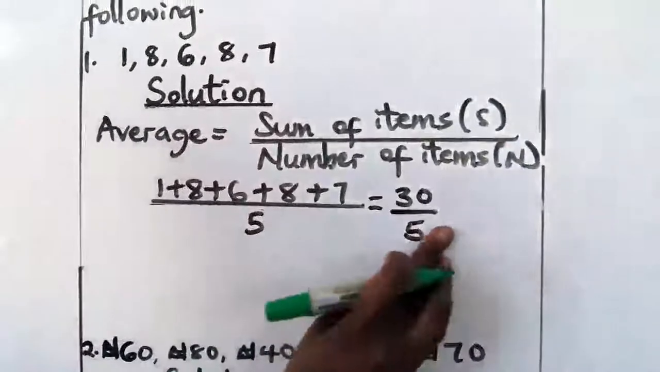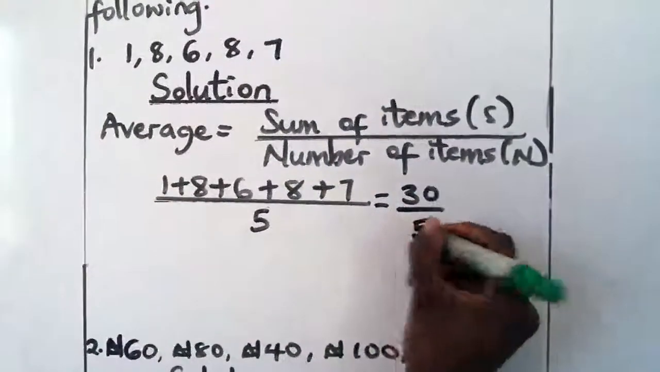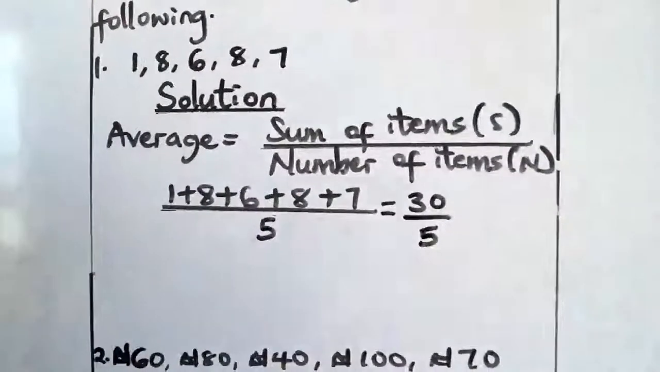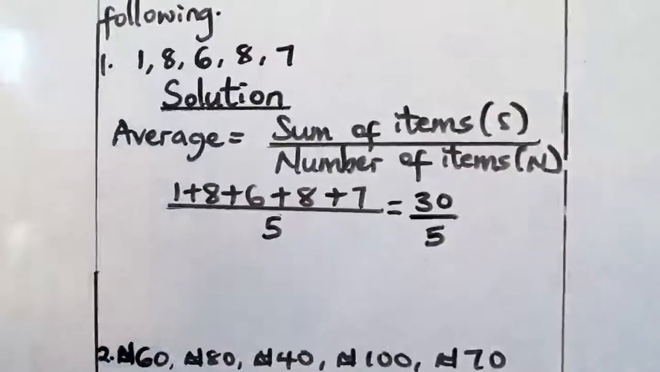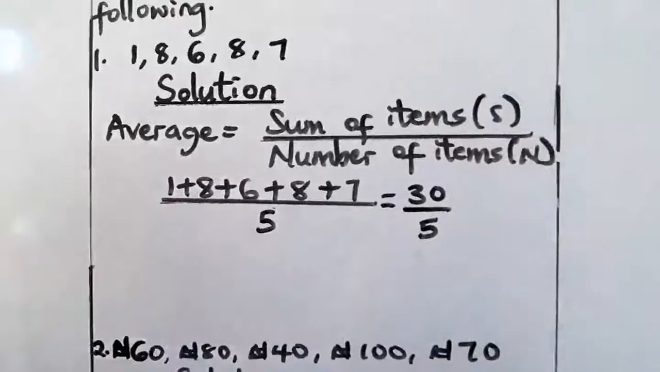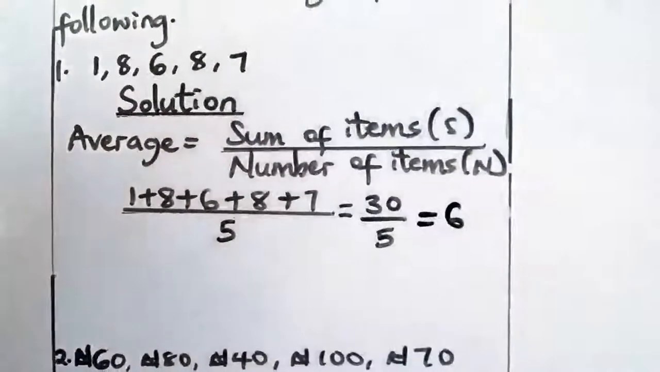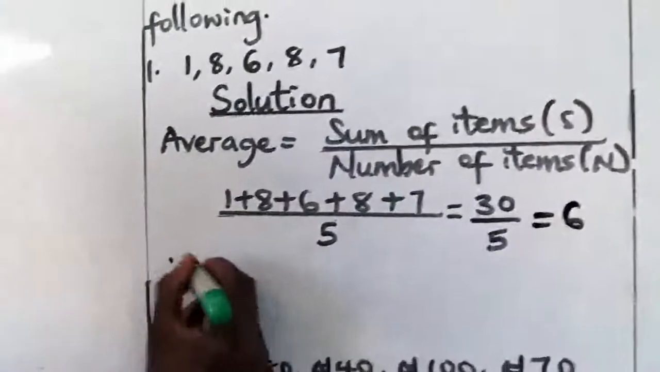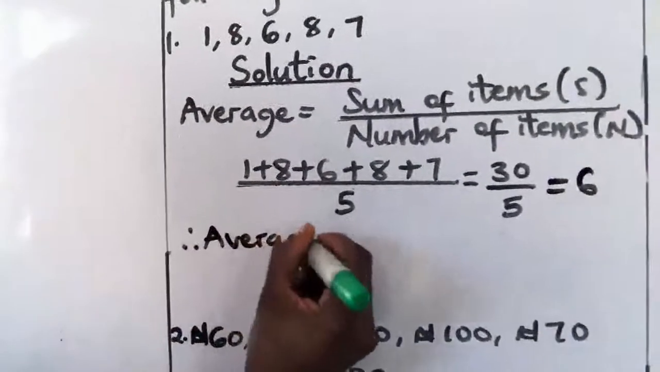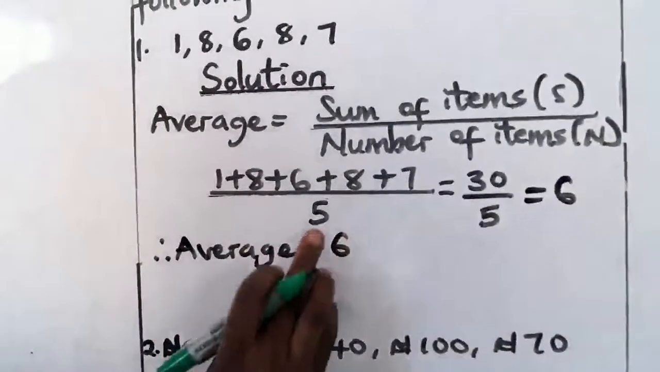And in mathematics, over means divide. Over means what? Divide. So let's divide this number together. 30 divided by 5. What does that give me? 6. So that means therefore the average of the set we're given is 6. Excellent.